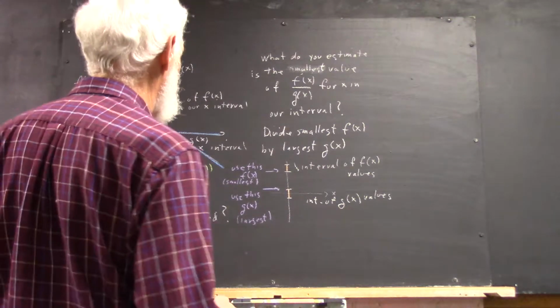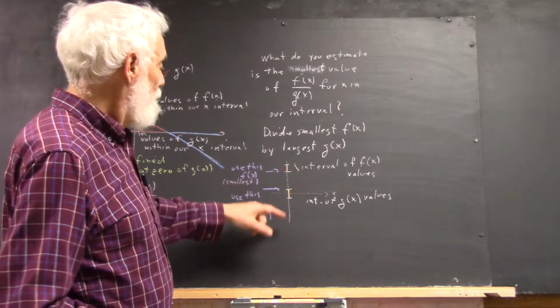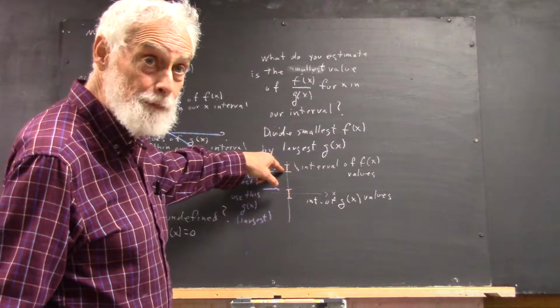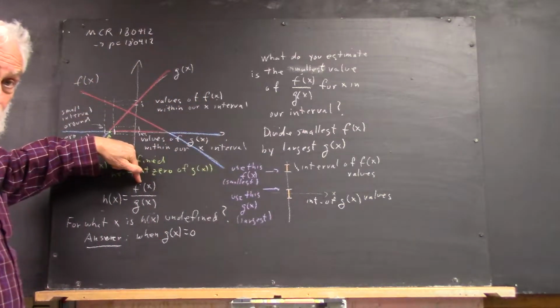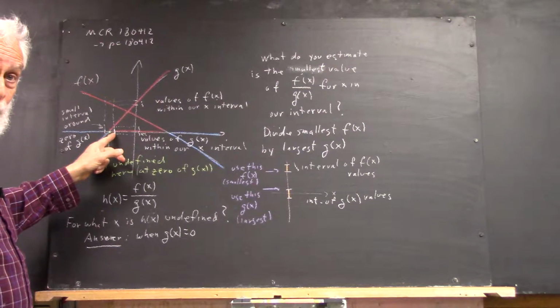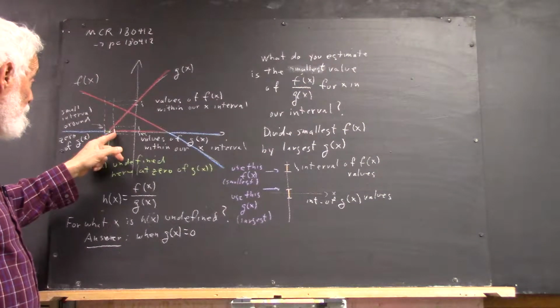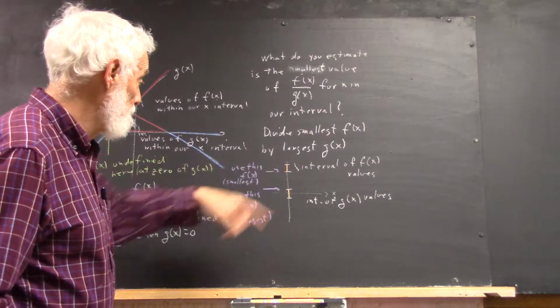Okay, so I don't know what the values are. We're going to use this x value and this g value, because this is the smallest f value. This is the smallest value of f of x that we can get for x values between here and here. Okay, that occurs for this value of x, and that's going to be here. So that's what this means.